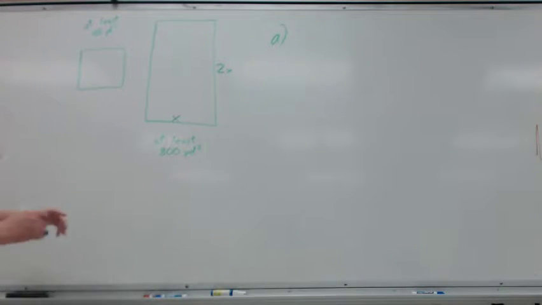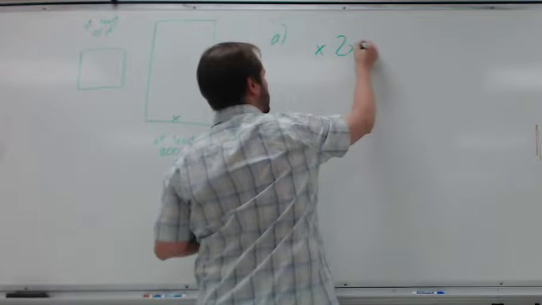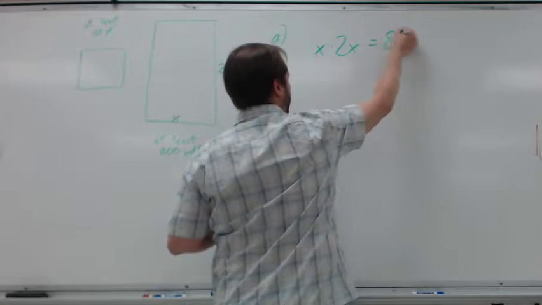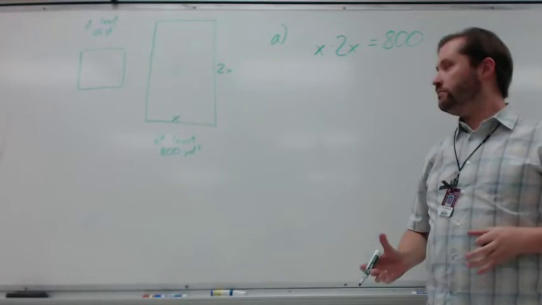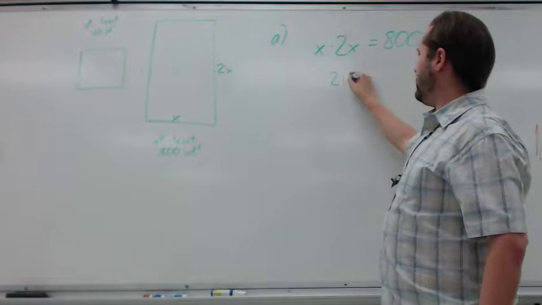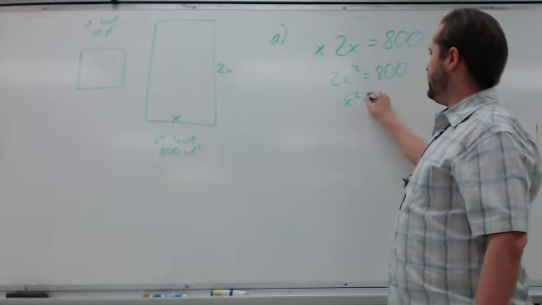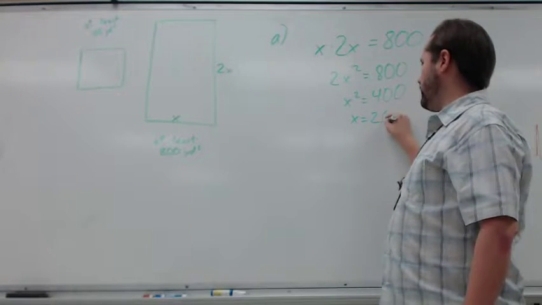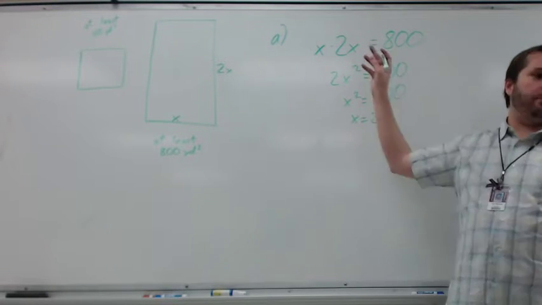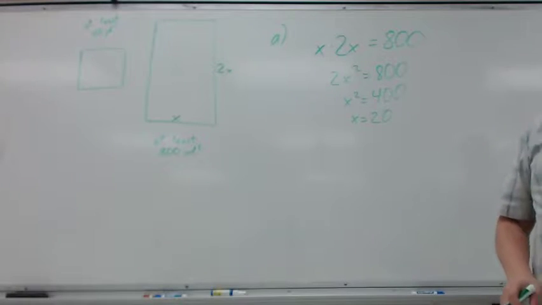So no matter what, we know that x times 2x has to be 800. Right? So solving this, we had 2x squared is 800. X squared is 400. X is 20. It has to be at least that big. Now, can it be bigger than that? Yeah, absolutely. How big can we make it?